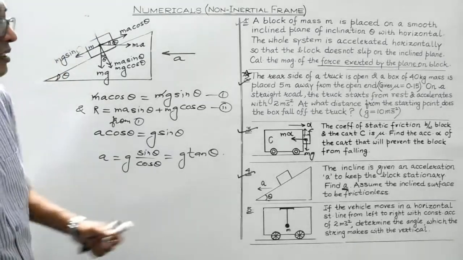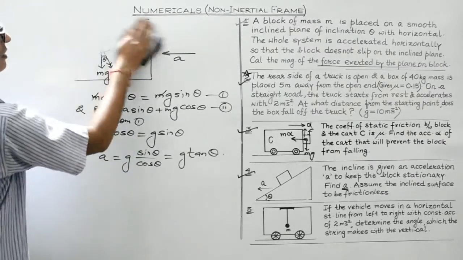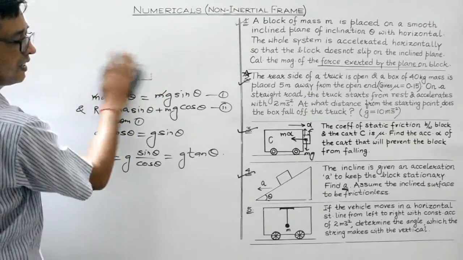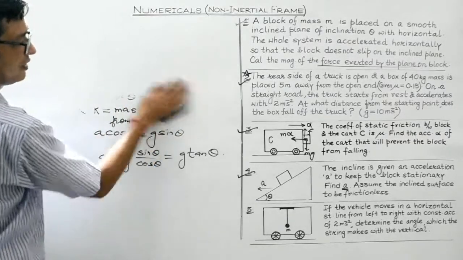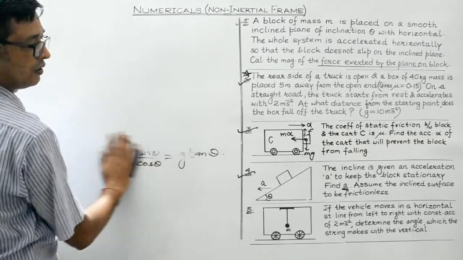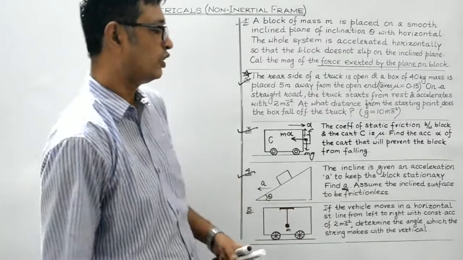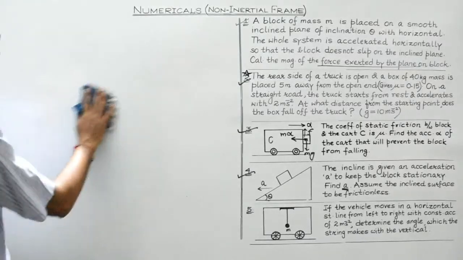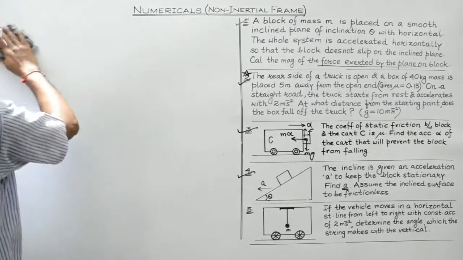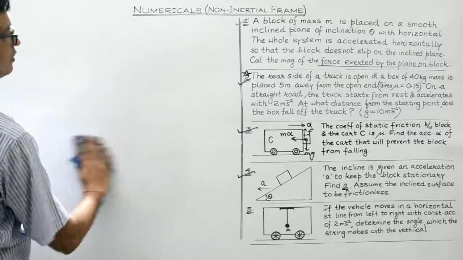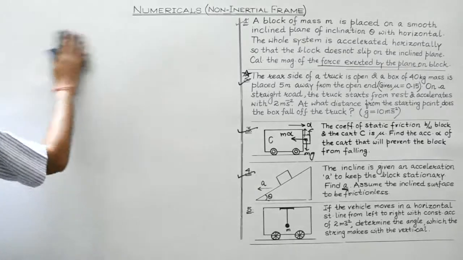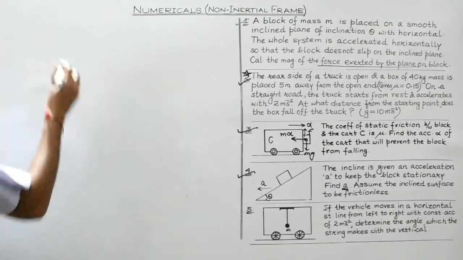Look, this is a vehicle which is moving in a horizontal straight line from left to right with a constant acceleration of 2 meters per second square. We are supposed to determine the angle which the string makes with the vertical. Okay. This is an interesting question.